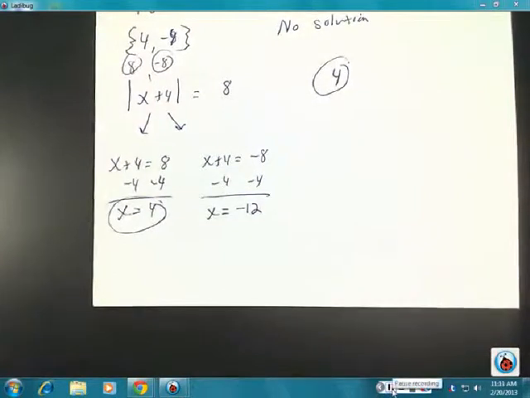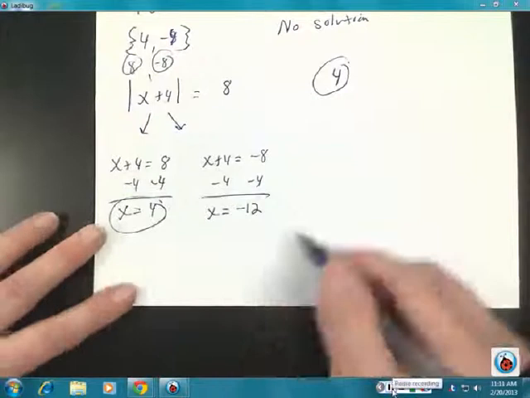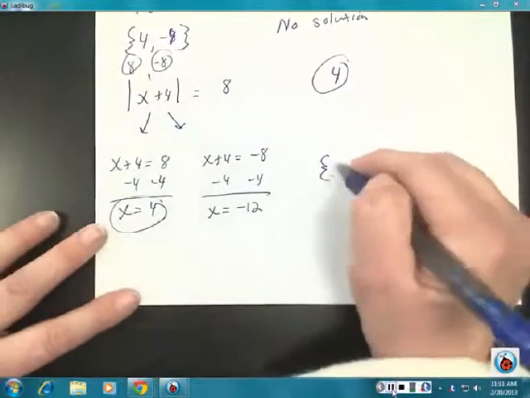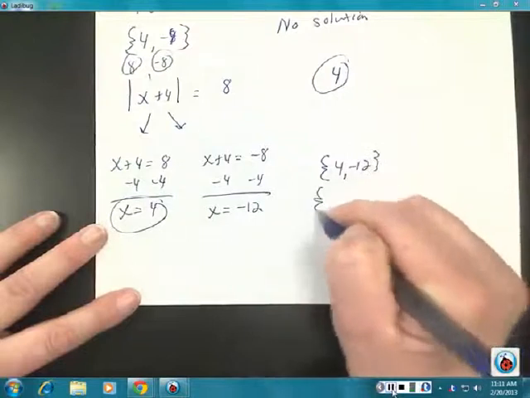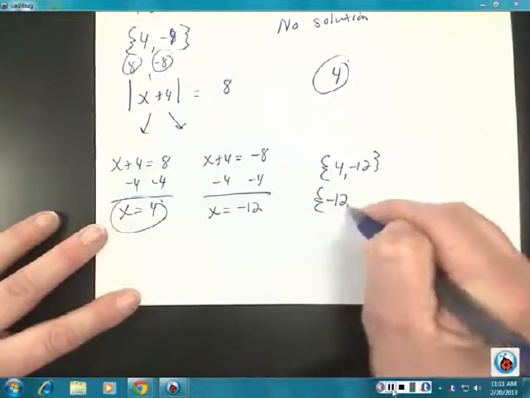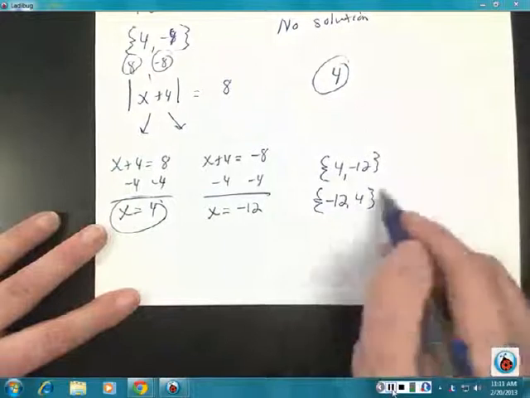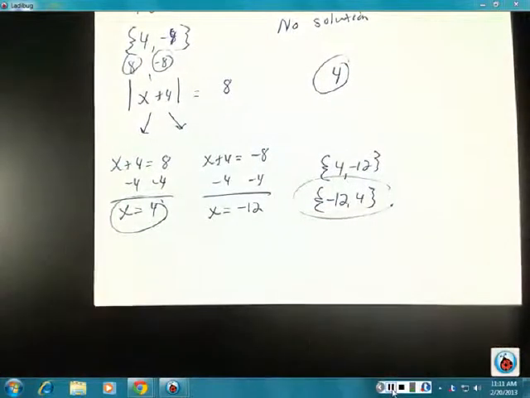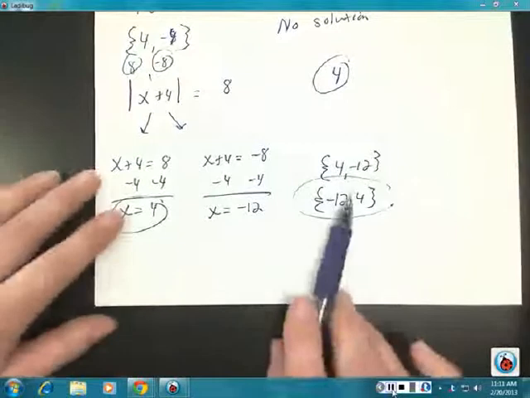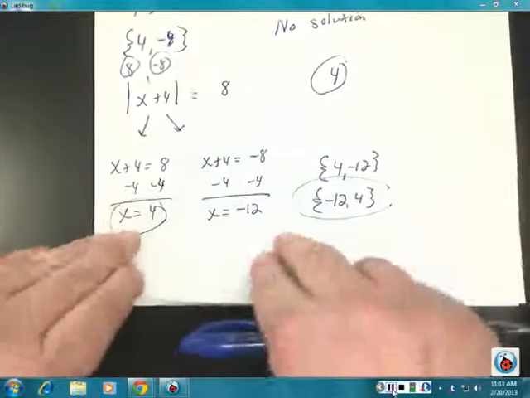Okay. So when you do these, you get two answers, and you put it as a set notation of 4, negative 12. Or, again, it may get picky in there and want these in order too, smallest to largest. And so that would be your two answers for that one. Okay? And then they just keep upping what gets inside of your absolute value.